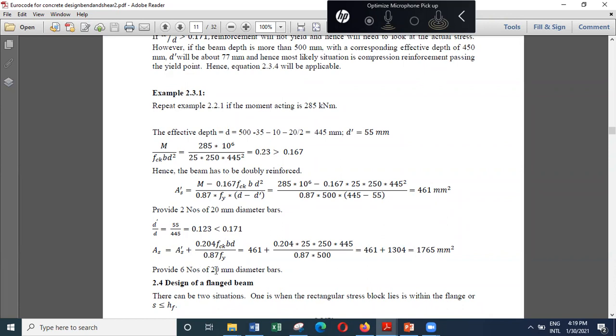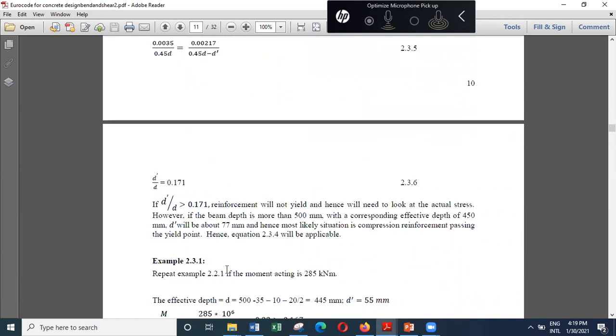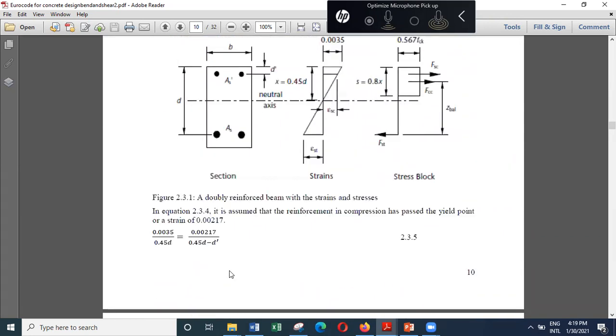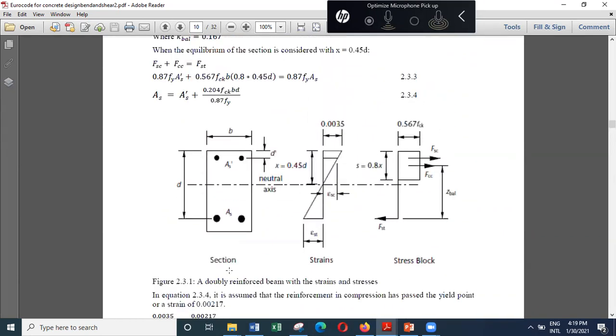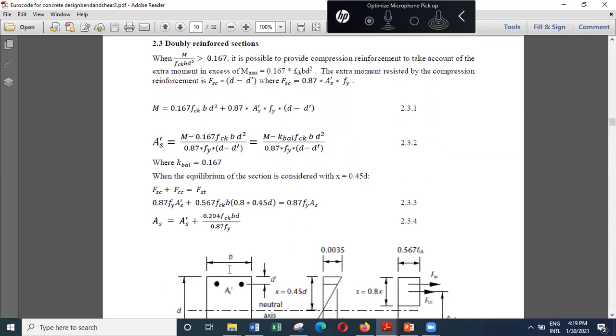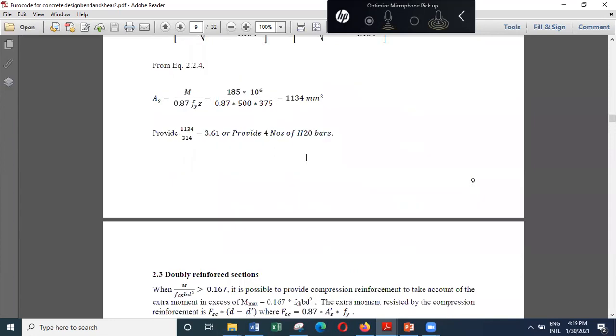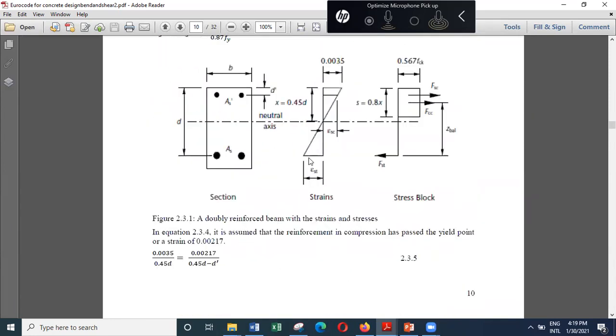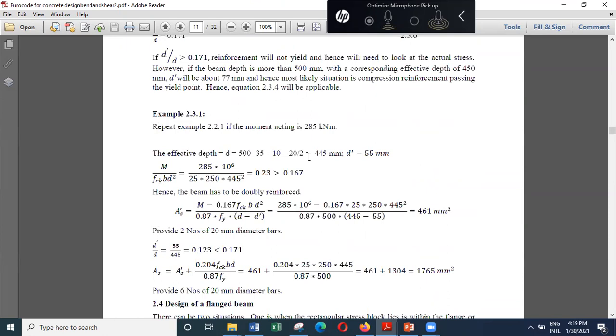Now we need 6 numbers of 20 millimeter bars, whereas earlier we had to use only 4 numbers of 20 millimeter bars. Now we have to go up to 6 numbers of 20 millimeter bars.